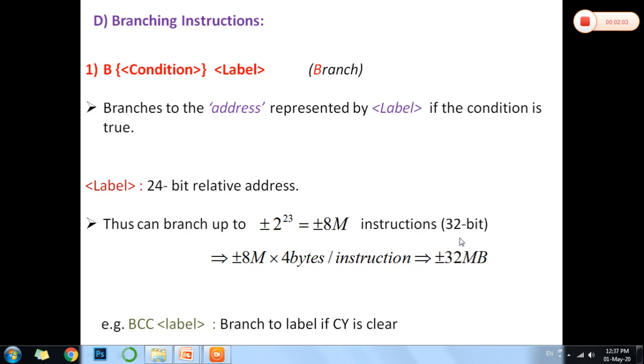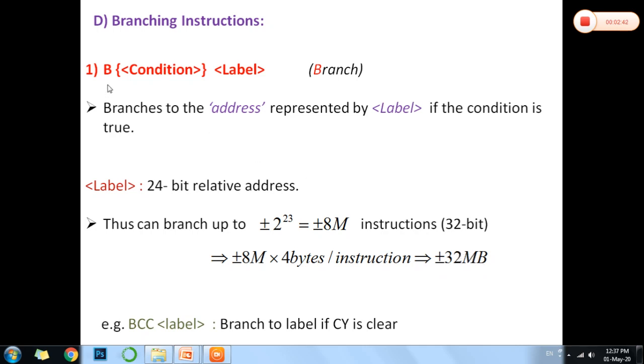Because every instruction is 32 bits wide, it occupies 4 locations in the memory, and therefore plus minus 8 mega instructions multiplied by 4 bytes per instruction, or 4 locations per instruction, totally it can branch over plus minus 32 megabytes in the memory. So the maximum range of making a jump is plus minus 32 megabytes in the memory.